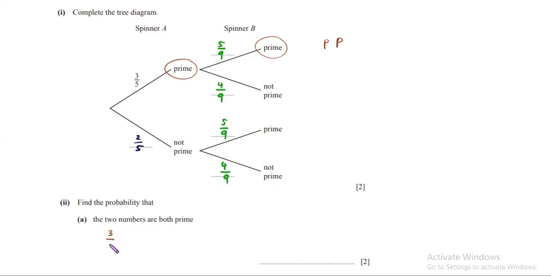So that's going to be 3 over 5 times 5 over 9. When we do this, I can simplify by crossing out the 5 and the 5, because they both are divisible by 5. And I can also cross out the 3 and the 9 by dividing both by 3. So that becomes a 1 and a 3, which means the probability is equal to 1/3. So this is what we get here.